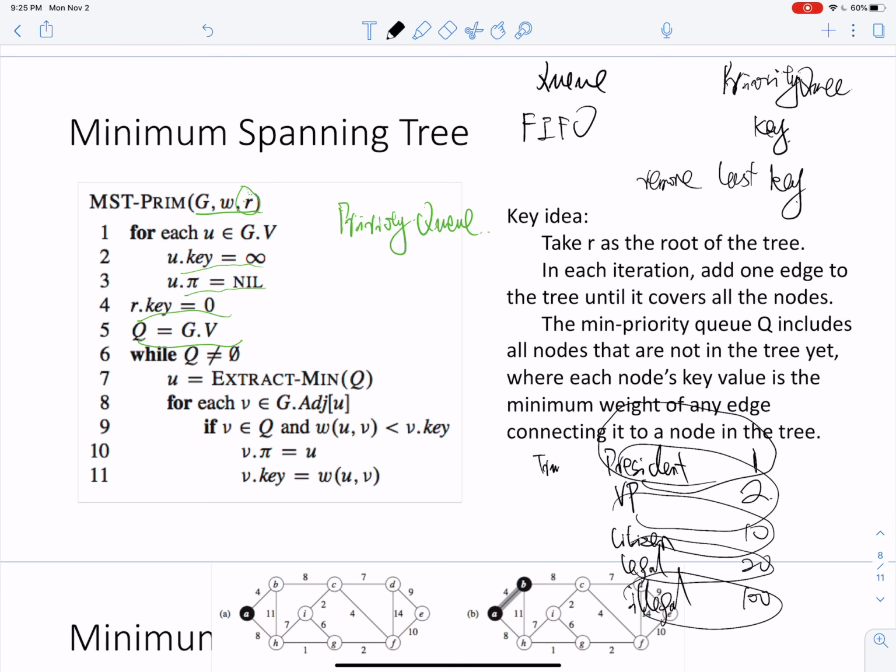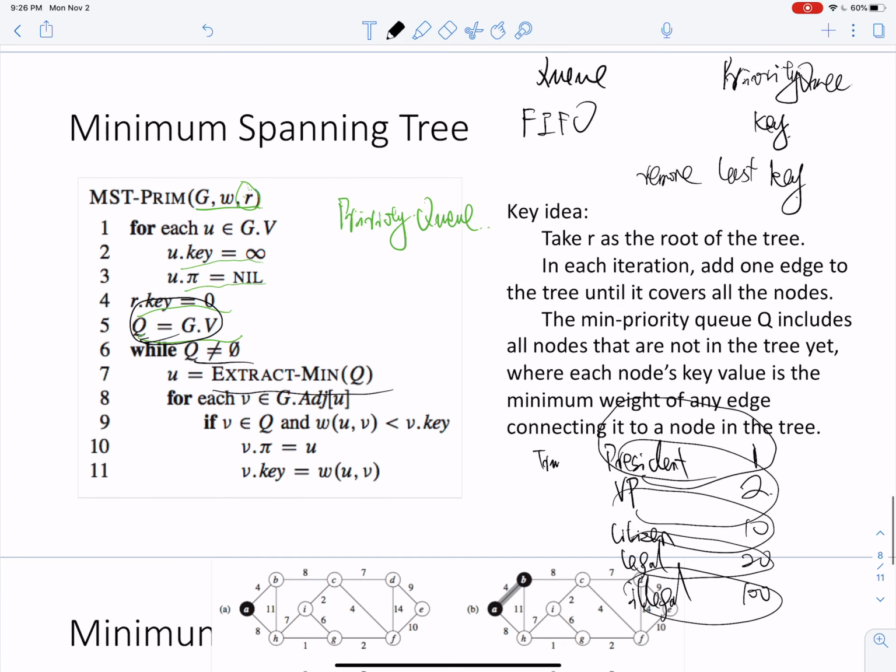Every node, or every object, comes with a key. So whoever has the smallest key is going to be able to get out of the queue first. With this line, we basically create a priority queue with all the nodes inside the graph. And while the queue is not empty, we're going to extract min. The extract min function is like the dequeue function for a priority queue. It's going to extract the node with the minimum key, okay?